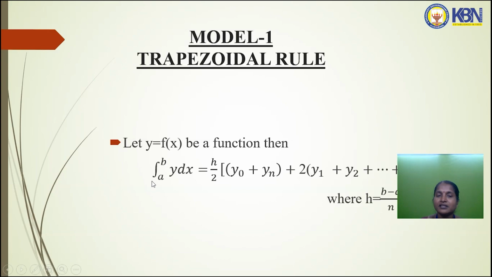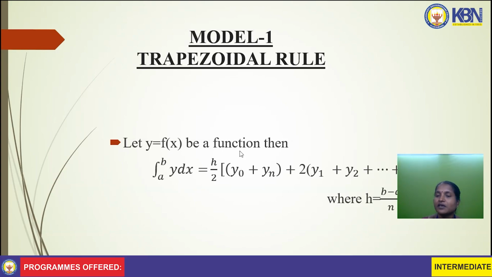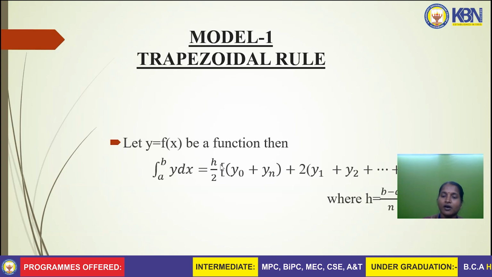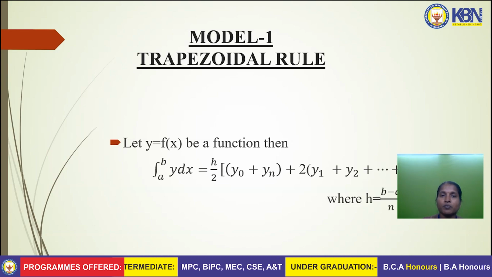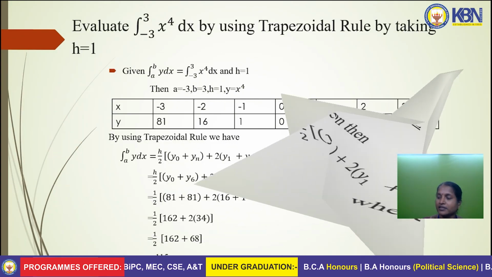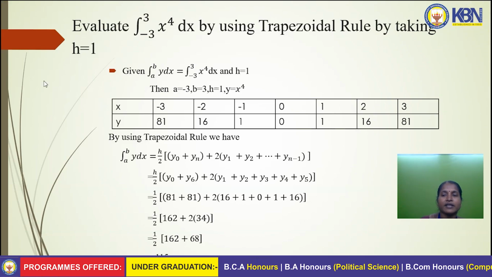In the integral from a to b, a is called the lower limit and b is called the upper limit. So the h value is upper limit minus lower limit by n. When the number of ordinates is given, we apply this form, h is equal to b minus a by n. Okay guys, next we do a small problem in this model.